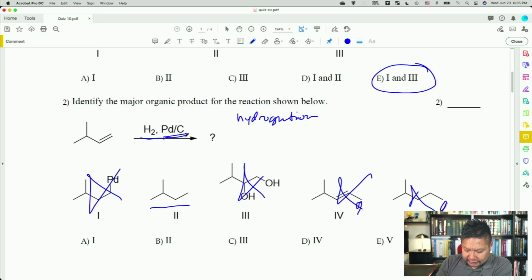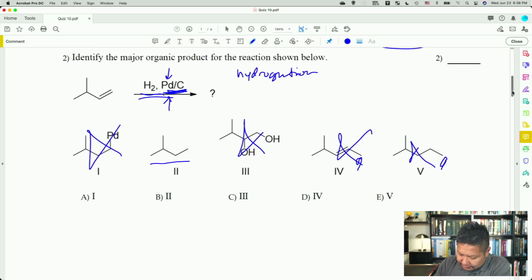Just remember, I said this a couple times in lecture, palladium and platinum can be interchangeable when it comes to being a catalyst on its own. There will be other catalysts that have palladium in them, like Lindlar's catalyst, but that's the poisoned catalyst. But if you have palladium on its own as a catalyst, it's going to act just like platinum does and do hydrogenation. Next.